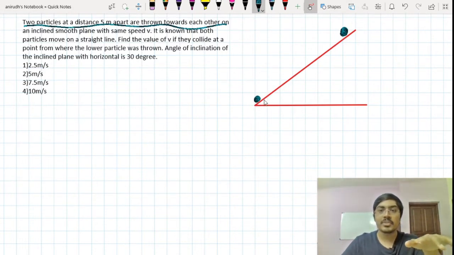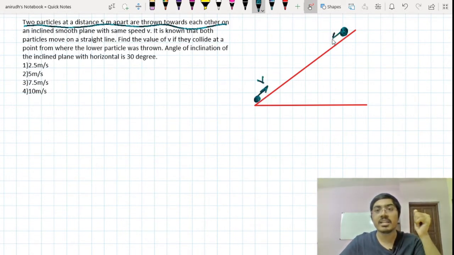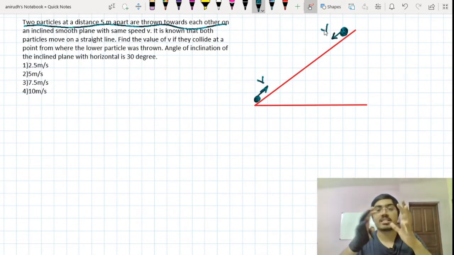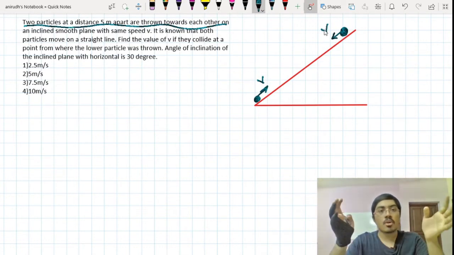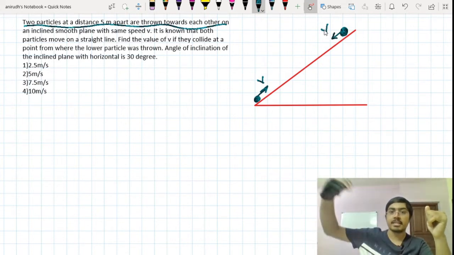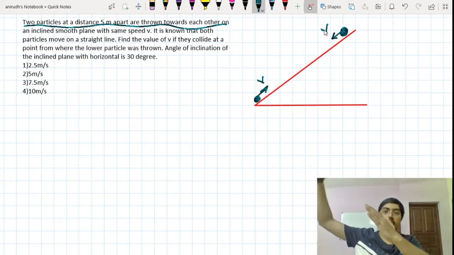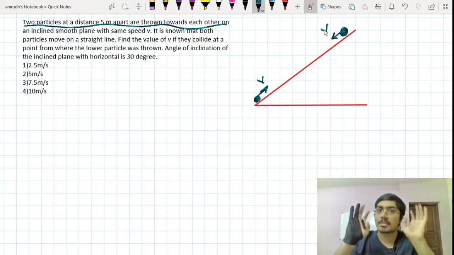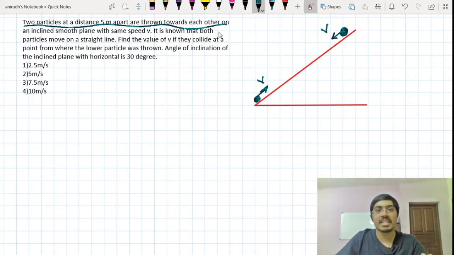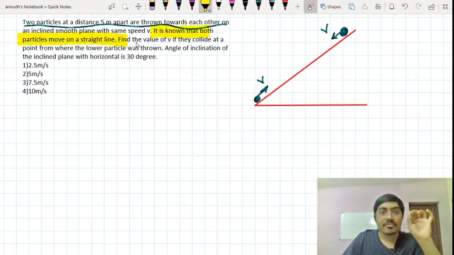So the gap between these two is 5 meter, and both of them are thrown with the same speed v. So this is thrown with the speed v. This is also thrown with the speed v. It is known that both particles are moving on a straight line. So the straight line is on the inclined plane. So this is an inclined plane. So it is moving along the straight line. This is also moving in a straight line. You can use the concept of straight line motion over here. So that is what they mean by saying that it is known that both are moving in a straight line. Now, find the value of v.